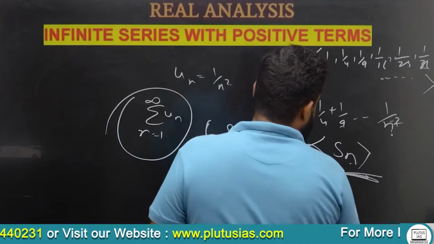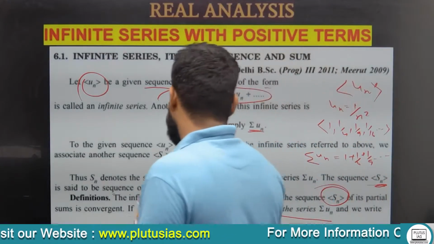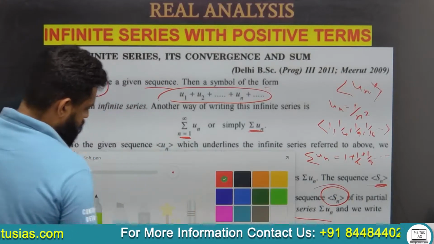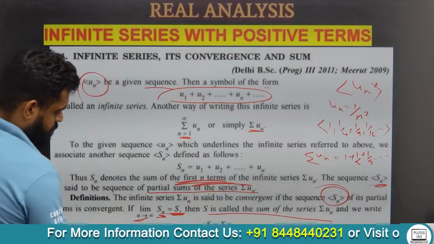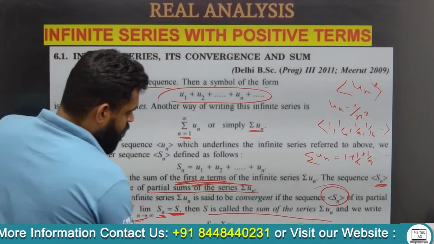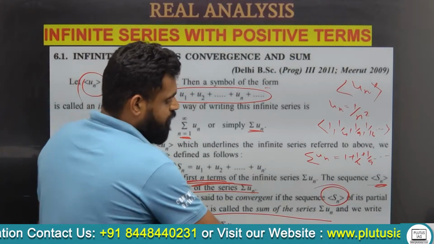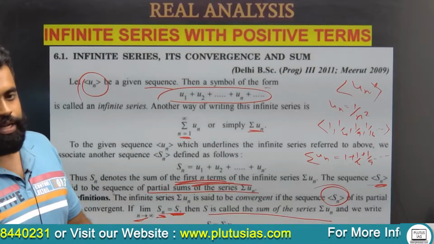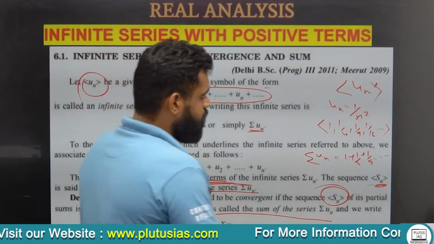But sometimes we see what if it is not convergent. The series un is said to be divergent if the sequence of the partial sums is divergent, or oscillatory if it is oscillating. I'll give you the example here.